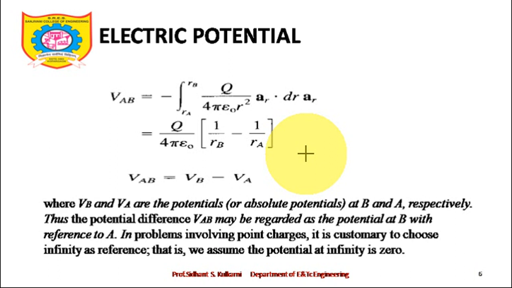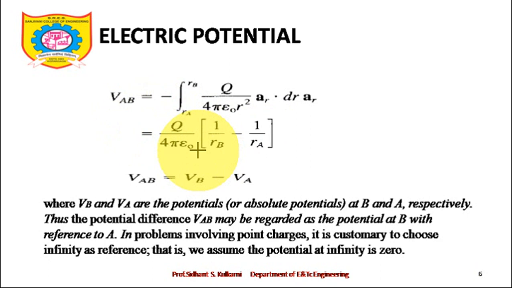So if I take point A at infinity, I can just put it here: if RA is infinity, 1 upon infinity is 0. So what I get is VAB equal to Q upon 4 pi epsilon RB. Yes or no? If I take point A as the reference point and put RA equal to infinity, I get VAB as Q upon 4 pi epsilon RB, and that is nothing but the absolute potential at that particular point.